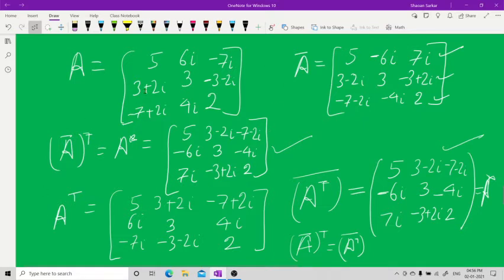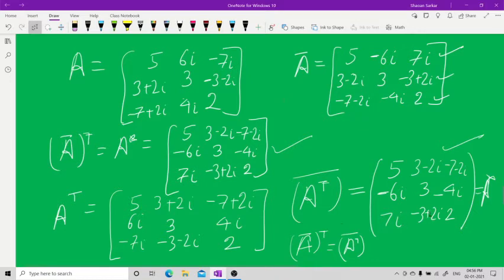Similarly, if you take the transpose of this matrix, this row will become a column, this row will become a column, this row will become a column. So A transpose conjugate will be, you will take the conjugate of this. This is plus, now this is minus, this is plus, this is minus. Now this is 6i plus and this is minus 6i. Whatever sign is in front of i, you just have to change it to the opposite. Plus will become minus, minus will become plus.